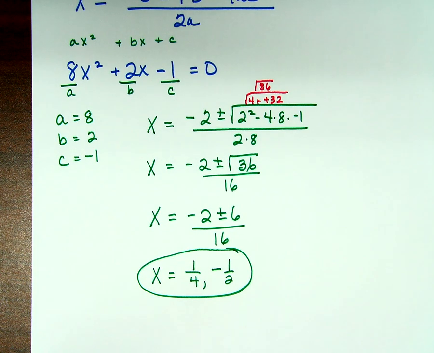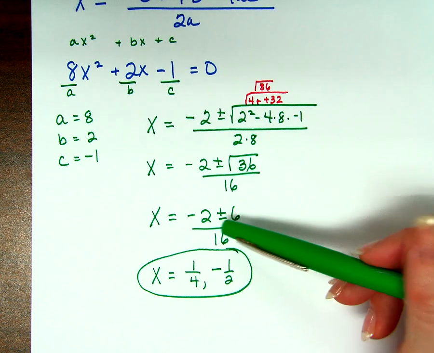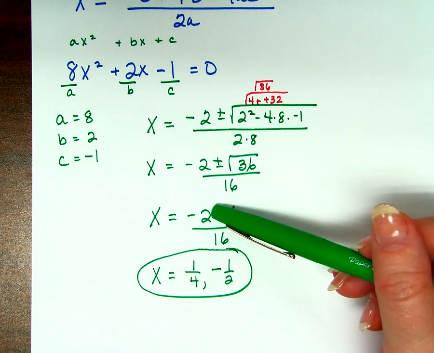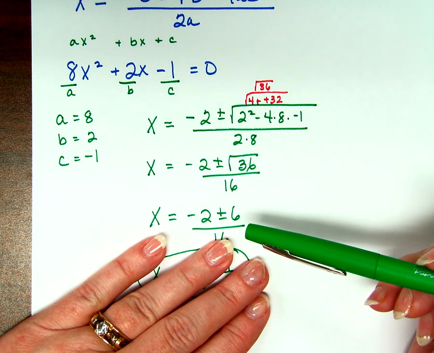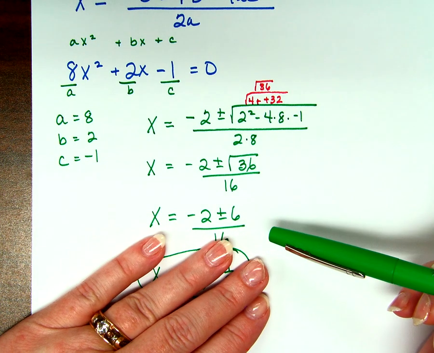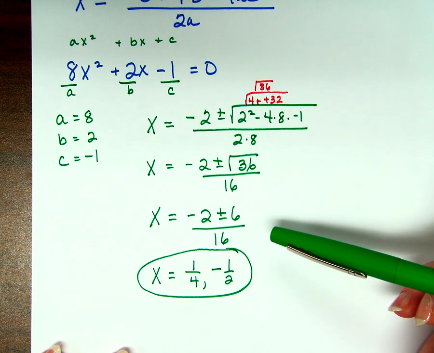I have two solutions on this problem. Sometimes when I do this, I'm going to get something that looks like negative 2 plus or minus the square root of 6 over 16. Can I go any further there? Not unless it tells me it wants a decimal approximation, right?